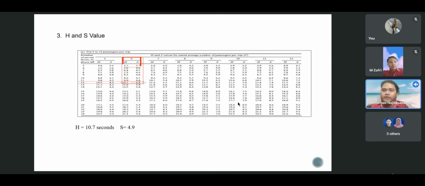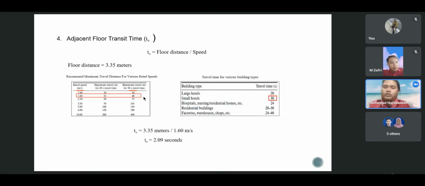Okay. Number three, H and S value. Based on the number of floors, the number of floors served by the elevator is 12. So the H and S values we get here are 10.7 seconds for H, and S is 4.9. So number four, adjacent floor transit time, TV.